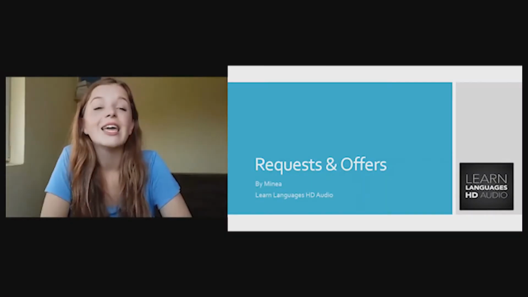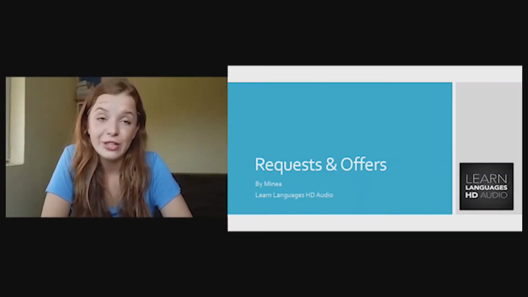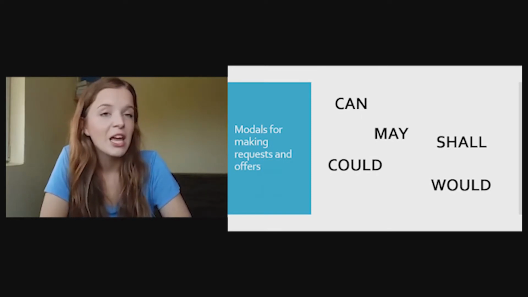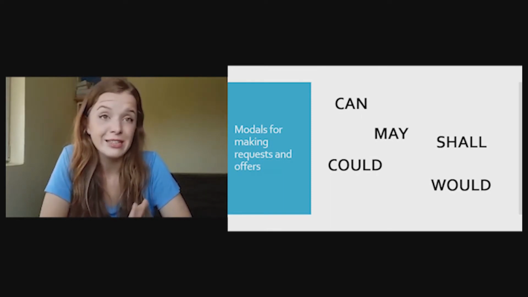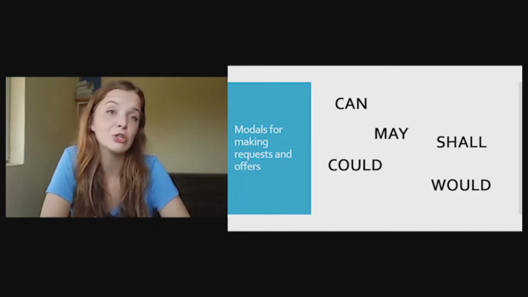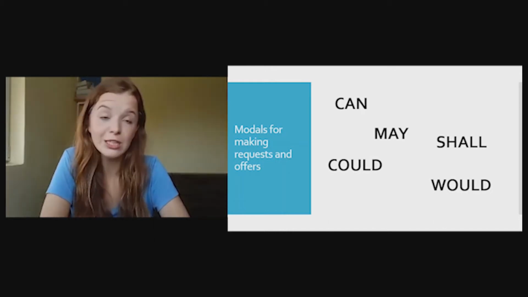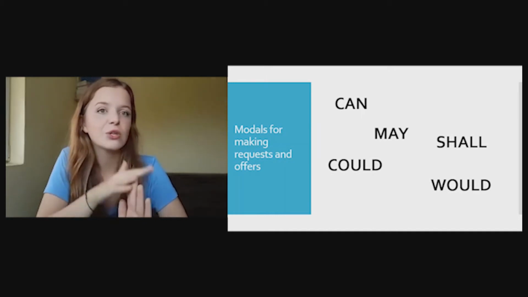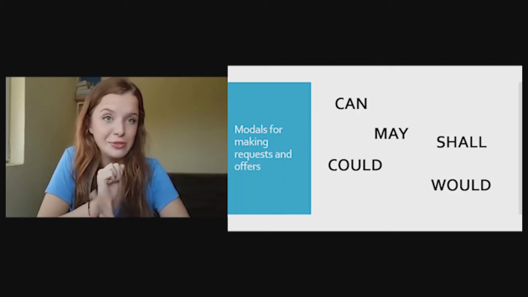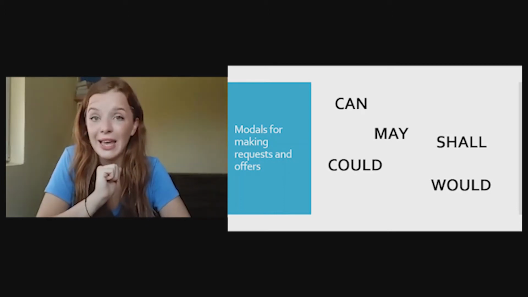In this lesson we are going to learn how to make offers and requests in English language. So let's get started. In order to make requests and offers, you're going to use some of the modal verbs. We have presented in the table some of the most common ones, such as can, could, may, shall, and would. Later in the lesson, we are going to go into each of these separately, explaining how to use them. So let's start with can.